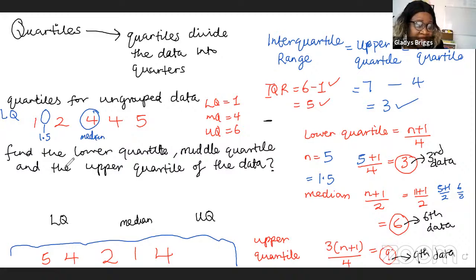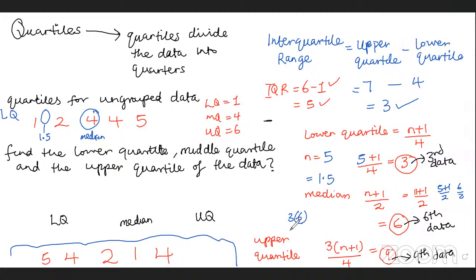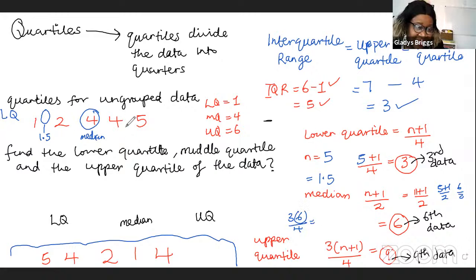How about the upper quartile then? The upper quartile is 3 times 5 plus 1 over 4. What's that? 4.5. So it's the 4.5th data in here. So it must be 4.5 itself, because between 4 and 5 is 4.5 anyways.